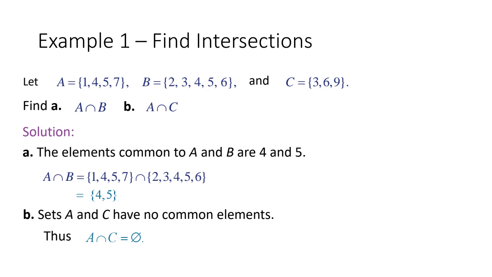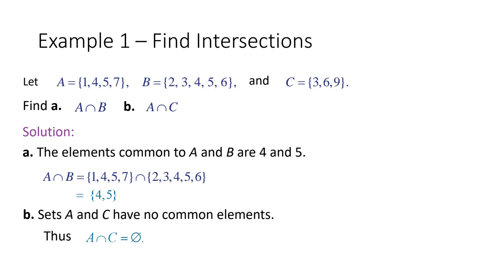Okay, so an example of intersection would be if we have the set A with the numbers 1, 4, 5, 7, and B with 2, 3, 4, 5, 6, and C with 3, 6, 9. Find A intersection B and also A intersection C. Like I said, we are thinking of those that are common to both, like the overlapping of these sets. So the numbers that are in both would be 4, it appears in both, and also 5. So the intersection is the set that contains 4 and 5.